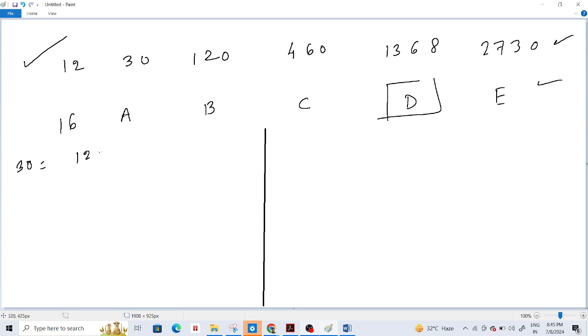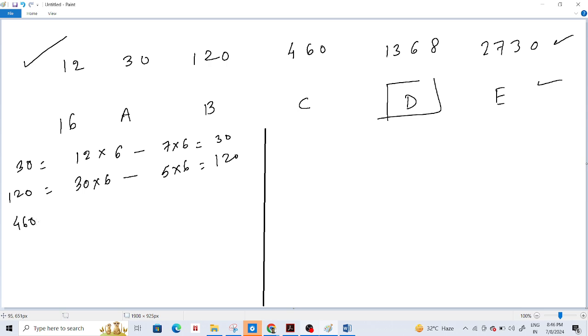So this 30 is 12 into 6 minus 7 into 6. That is going to give you 30. 12 sixes are 72, 7 sixes are 42. 120 is going to be 30 into 6 minus 5 into 6. 30 into 6 is 150 minus 30, that is 120.